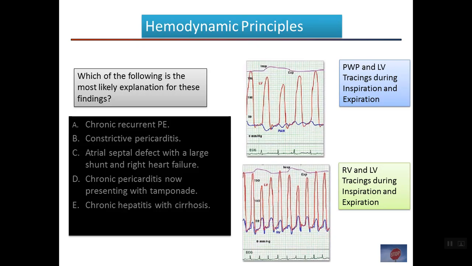Constrictive physiology. Which of the following is the most likely explanation for these findings that we have here? The top one is the pulmonary wedge pressure and the LV tracings during inspiration and expiration. The one on the bottom is the RV and LV tracings, inspiration and expiration. You have to choose A to E: chronic recurrent PE, constrictive pericarditis, atrial septal defect with a large shunt and right heart failure, chronic pericarditis now presenting with tamponade, chronic hepatitis with cirrhosis.